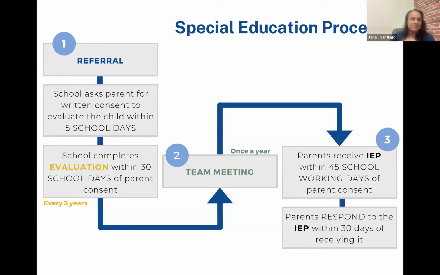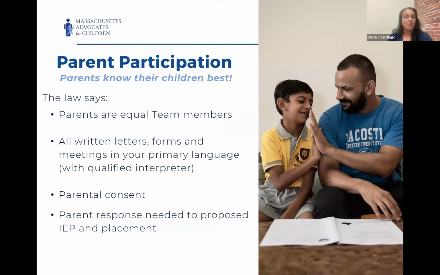And actually, this 45 school working days is a Massachusetts law. It's 60 working days under federal law for the entire process to run its course from the point of parent consent for the evaluation. So parent participation is crucially important.